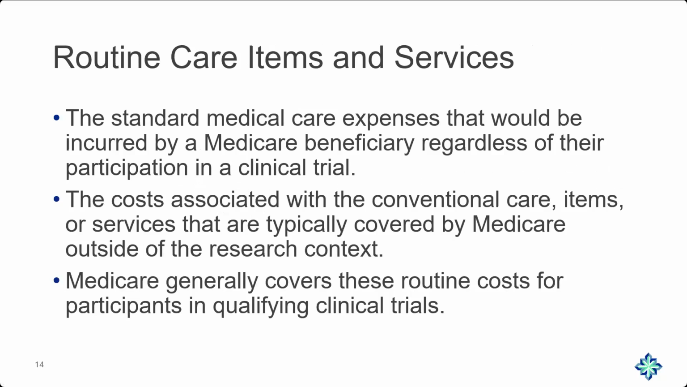And then finally, let's define routine care items and services. Routine care items and services refer to items and services that, again, are otherwise generally available to Medicare beneficiaries. That is, there's a benefit category that exists, it's not statutorily excluded, and there's no national coverage or national non-coverage decision. So routine care items and services are those that are furnished during a clinical trial and that would be otherwise furnished even if the beneficiary were not enrolled in the clinical study.